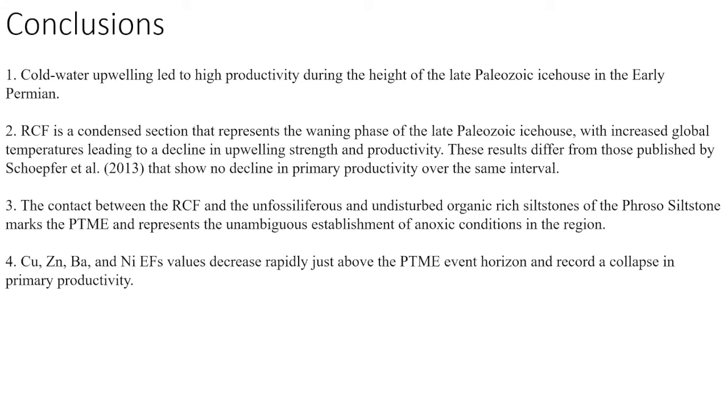Next, we have barium, copper, zinc, and nickel enrichment factors. These values decrease sharply and rapidly just above the Permian-Triassic event, or the late Permian extinction event, and record the collapse of primary productivity.